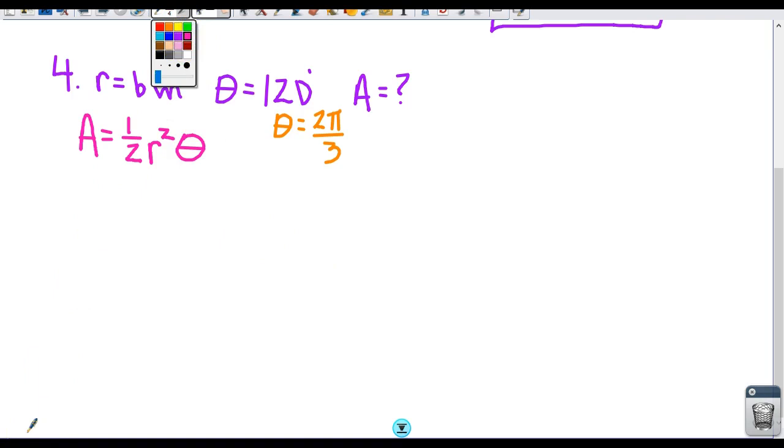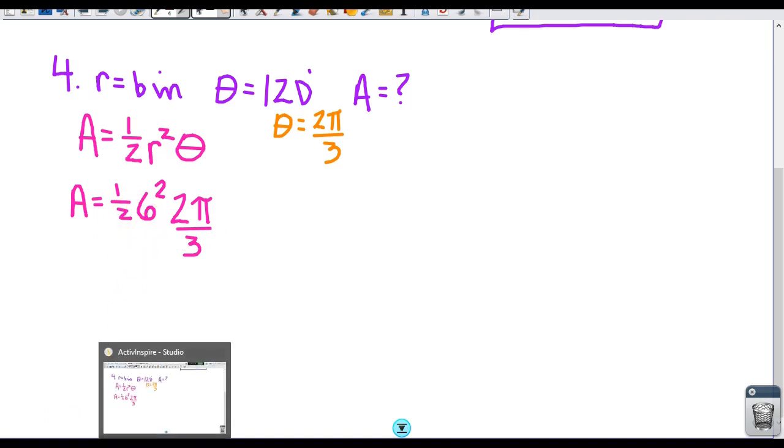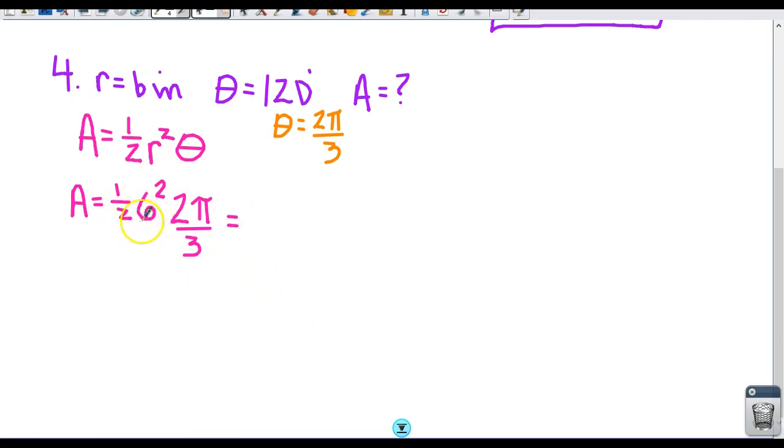Everything? So I'm just going to substitute in what I have. A equals 1/2 times 6, not B, 6 squared, times theta, which is 2 pi over 3. All right, so can I take half of 6 and then square it? No, please, Lord, don't do that. What is 6 squared? 36. And then I can take half of it. What's half of 36? 18. So now I have 18 times 2 pi over 3.